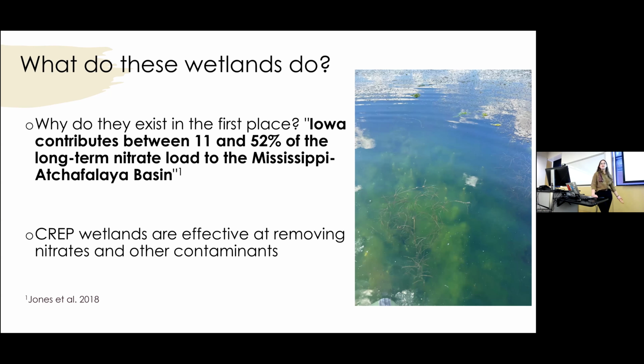So why do they exist in the first place? As you know, Iowa is an agricultural landscape, and we provide 11 to 52% of the long-term nitrate load that eventually makes its way down the Mississippi into the Gulf of Mexico. Algae blooms occur, which end up dying. They are decomposed, and it creates a very low oxygen environment that's bad for fisheries, among other wildlife. But thankfully, these CREP wetlands are very good at removing nitrates and other contaminants.